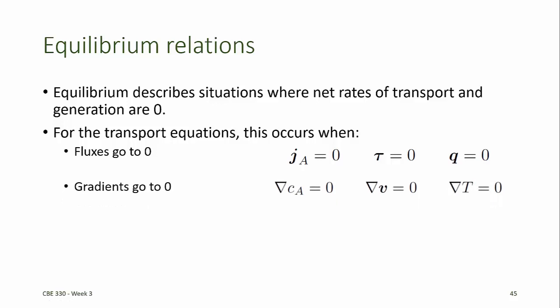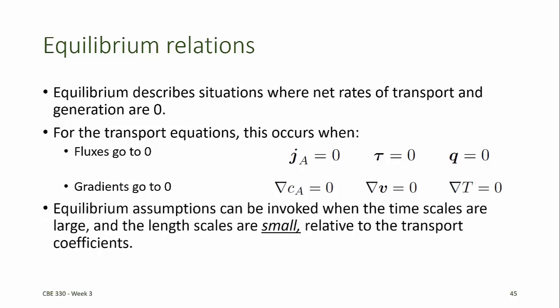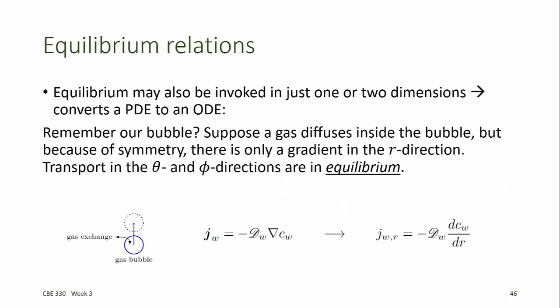This most likely happens when the concentration gradients go to 0. Equilibrium assumptions can be invoked when the time scales are large and the length scales are small relative to the transport coefficients. In these situations, the transport is fast compared to the time scale and the length scale of the system being modeled, and therefore the mass transfer or thermal energy transfer or whatever is being described quickly comes to equilibrium. Equilibrium may also be invoked in just 1 or 2 dimensions.